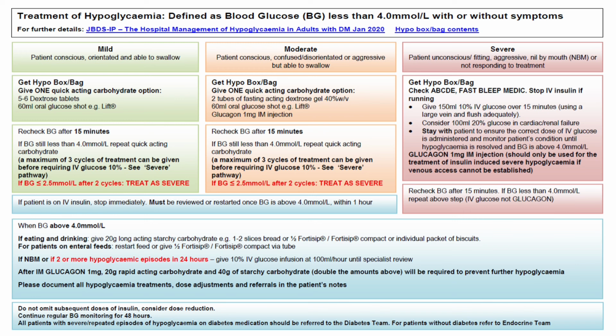Glucagon IM injection should only be used for those with insulin-induced severe hypo if we cannot get venous access, so it's a backup really. Assuming the treatment is successful, once the BMs are above 4 and the patient is eating and drinking, we can give a 20-gram long-acting starchy carbohydrate, such as toast or bread or something like that, to try and maintain the blood glucose levels. If the patient is nil by mouth, or they've had more than 2 hypoglycemic episodes in 24 hours, then we can give a 10% IV glucose infusion at 100 ml an hour until the specialist can come and review.